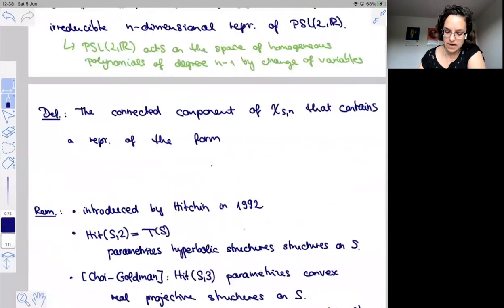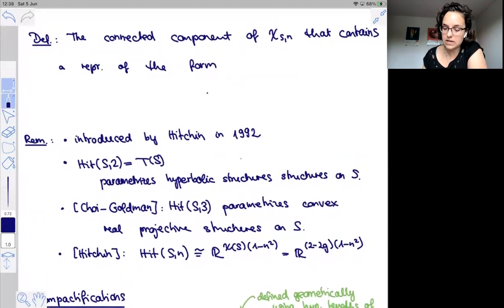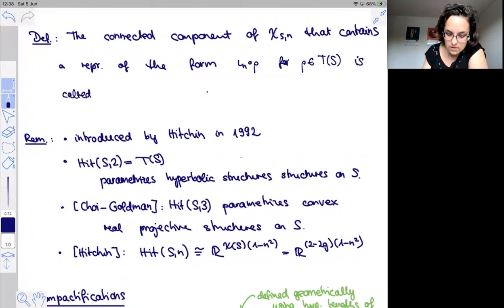And now this allows us to define the Hitchin component. So the connected component of this character variety, χ(S,n), that contains a representation of the form ι_n composed with ρ, for ρ in the Teichmüller space, is called the Hitchin component. And we write Hit(S,n).